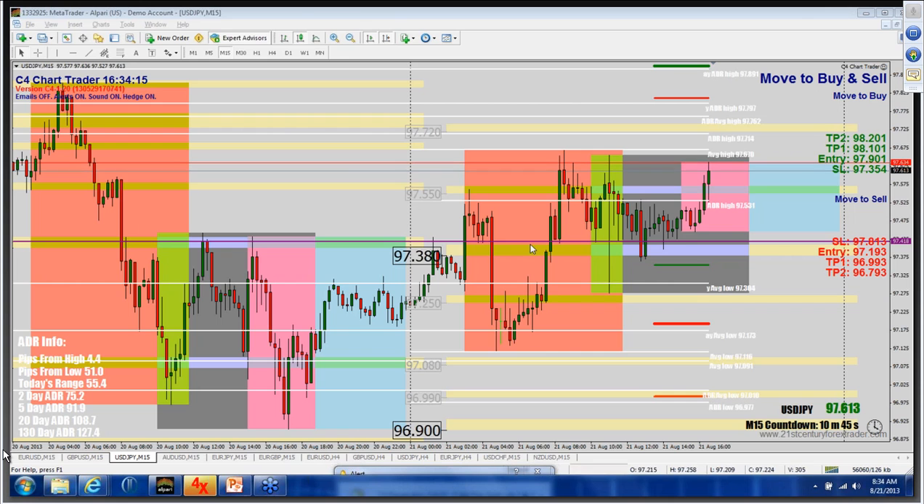So you definitely have a support level now. What was resistance is now support. So we're seeing support, broke it, support, support. This has been a big level of support for us here at 97.40.